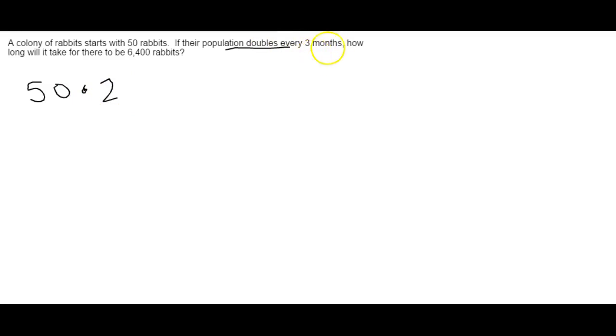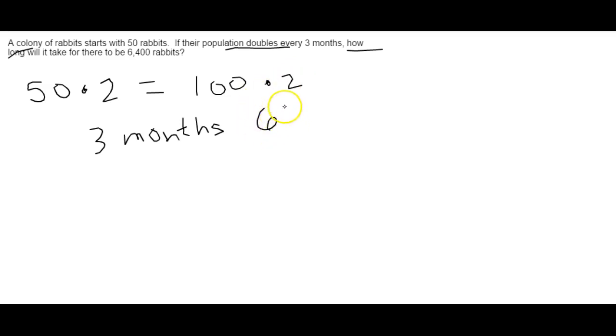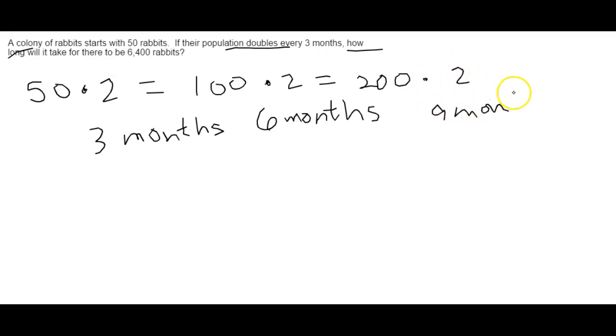And then we have to track the time because the question is how long. So after 3 months, we have our first doubling. 50 times 2 is 100. So after 3 months, we made it to 100 rabbits. If we times by 2 again, that would take us up to 6 months. 3 more months takes us to 6 months. So after 6 months, we have 200 rabbits. We have to keep tracking this until we get to 6,400 rabbits. So after 9 months, we will have 400 rabbits.